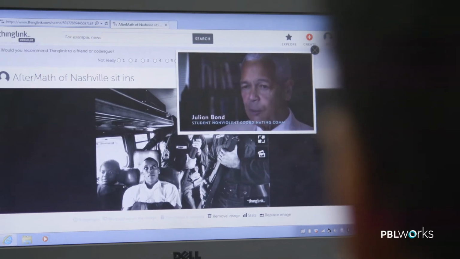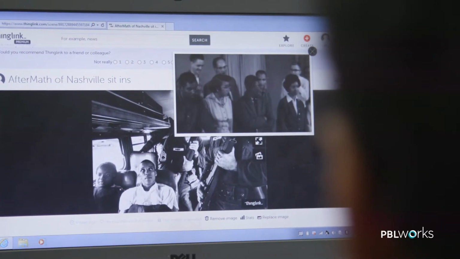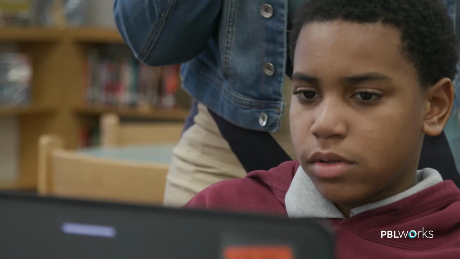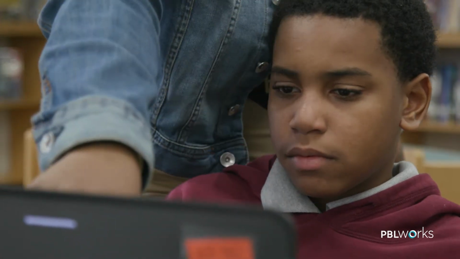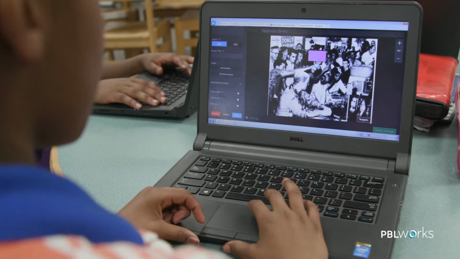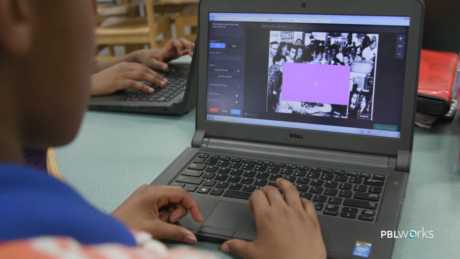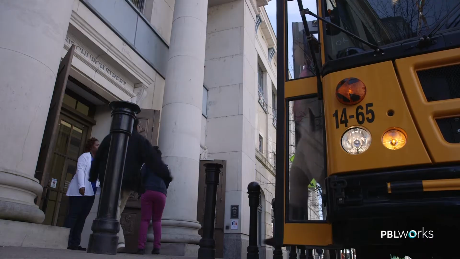It was the most deeply rooted in nonviolence. The app we're using is called Think Link. All the students find a background picture that relates to their topic. And then what they do is they tag different things on top of that background picture.